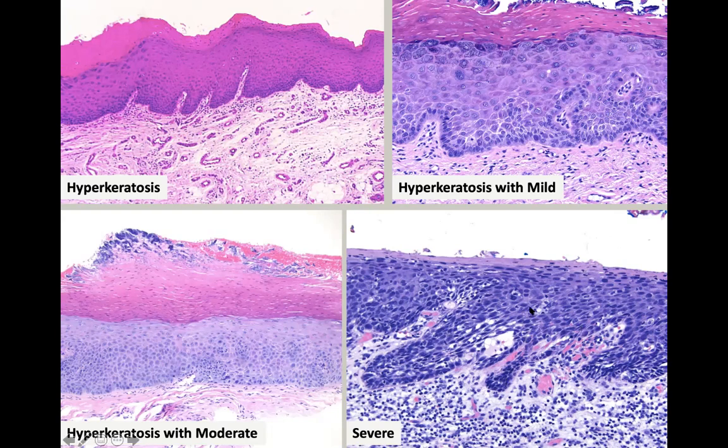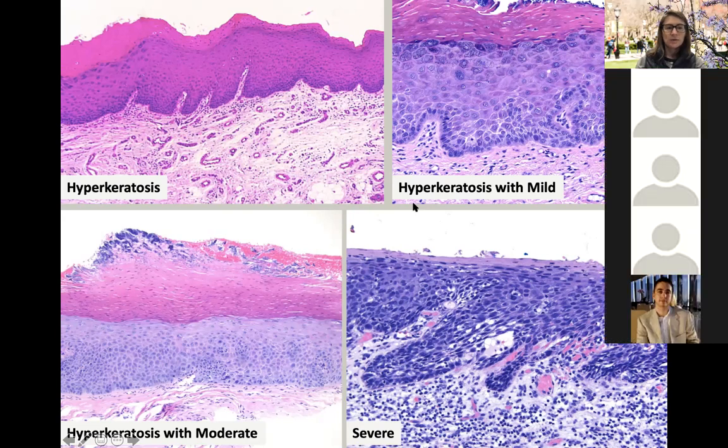And finally, on the bottom right, if you were to flip this from top to bottom, you essentially couldn't tell what's top and what's bottom. All of the cells are very enlarged, very hyperchromatic, except of course, eliminating this very superficial keratin layer. So this would be severe dysplasia, which is often considered to be synonymous with squamous carcinoma in situ.